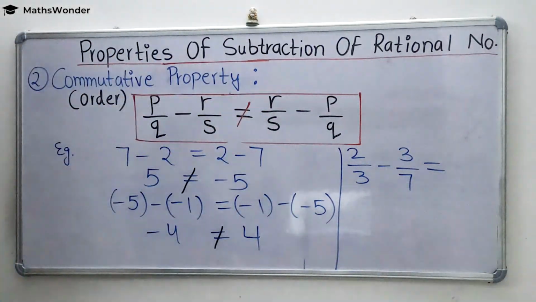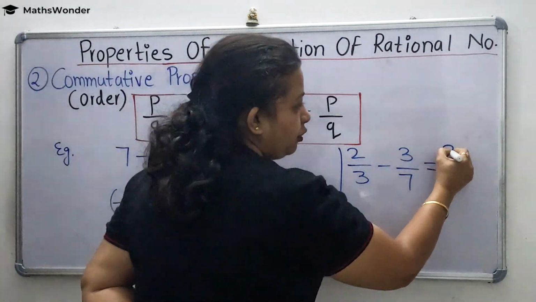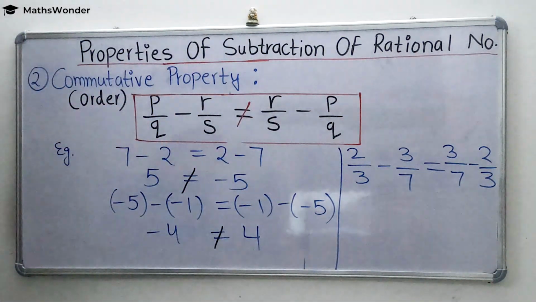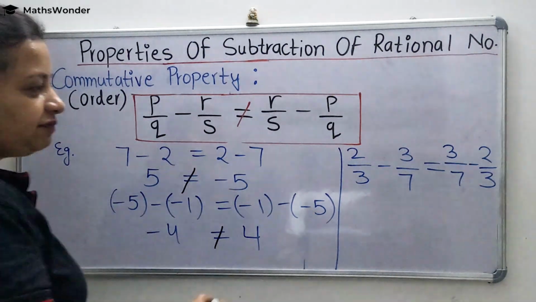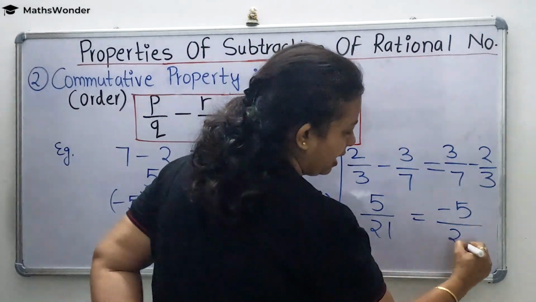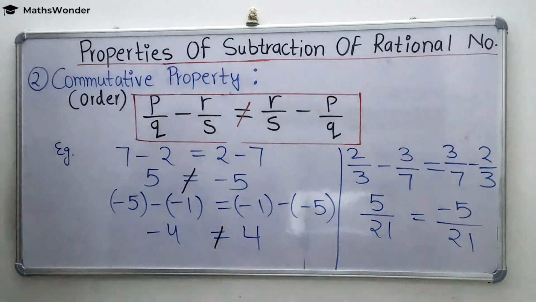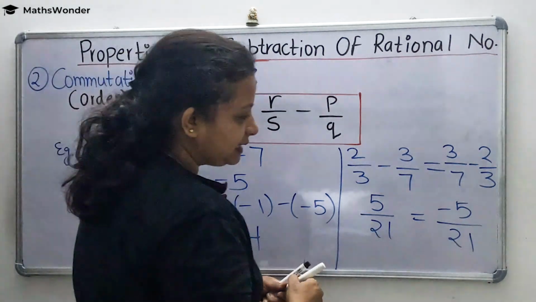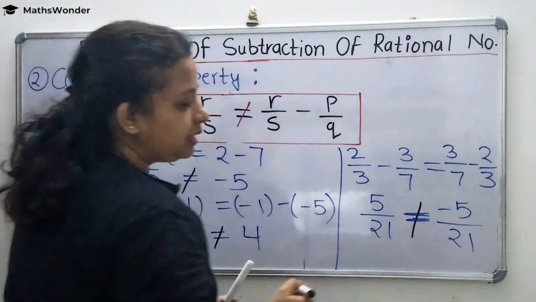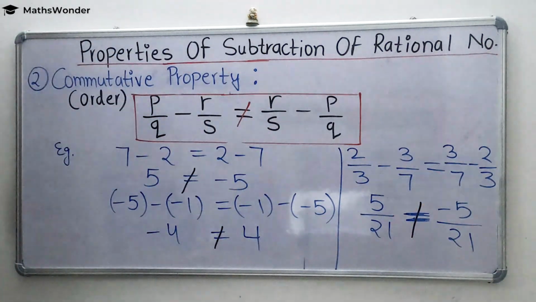When you change the order, your answer will definitely be opposite: 3 over 7 minus 2 over 3. Both are positive rational numbers. When you find the answer in both, on the left side you will get 5 over 21, and on the right side you will get negative 5 over 21. See the answer, just opposite. You will never get the same answer in subtraction. Any number you can use, but the answer will never be the same.